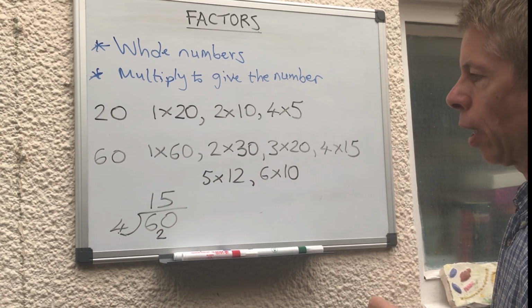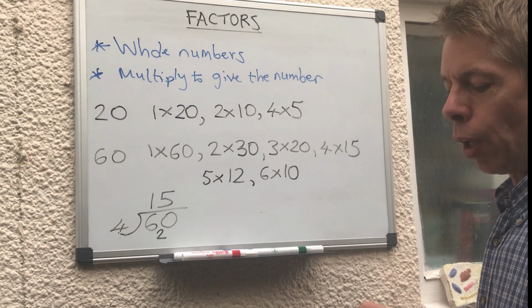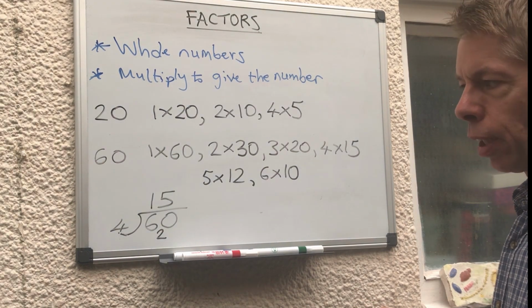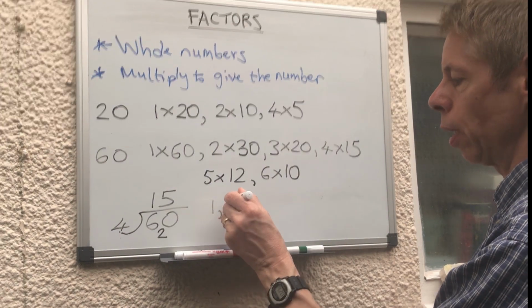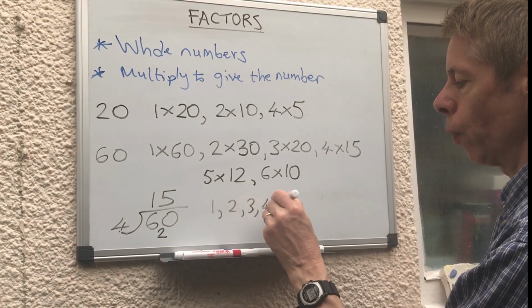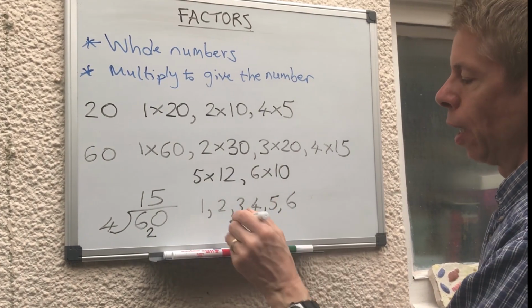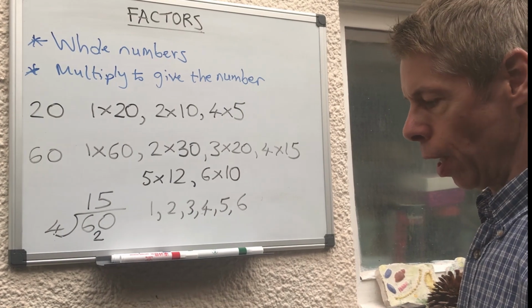Now, an interesting thing I always think about, if you're asked the factors of 60, you're onto a winner, because all you need to do is list the numbers 1, 2, 3, 4, 5 and 6. Find the other pair and you've done it.